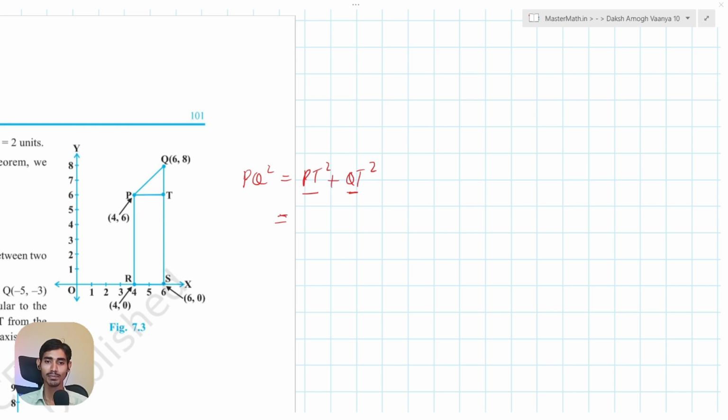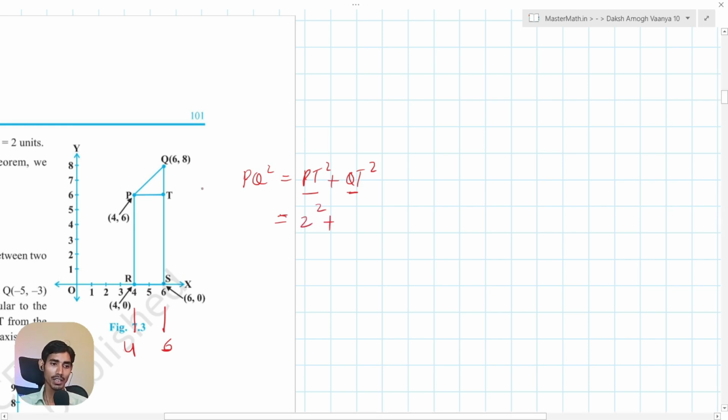Daksh, you want to try? 6 minus 4 is equal to 2. Which 6 and which 4? The PT line is parallel to the RS line, which lies on 4. So this T is corresponding to the S, and P is corresponding to the 4, R. So 6 minus 4 on the horizontal axis. Horizontally, the horizontal travel was PT, so it is the same as RS. So R to S is 2 units, 2 square.